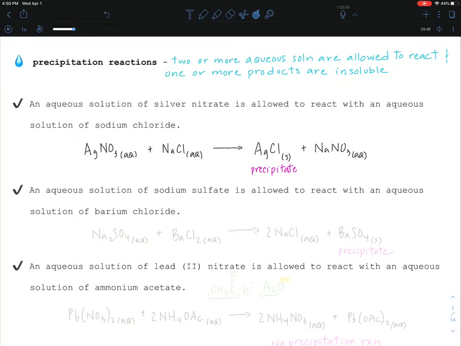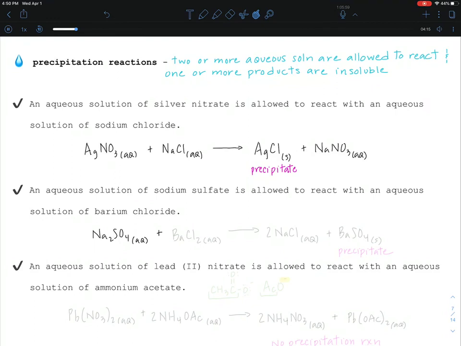For the next one, we're allowing an aqueous solution of sodium sulfate. Sodium forms the plus 1 cation. Sulfate has a -2 charge. And this is going to be aqueous, right? This is going to come together in a 2-to-1 mole ratio: 2 equivalents of the sodium ion for every 1 equivalent of sulfate.